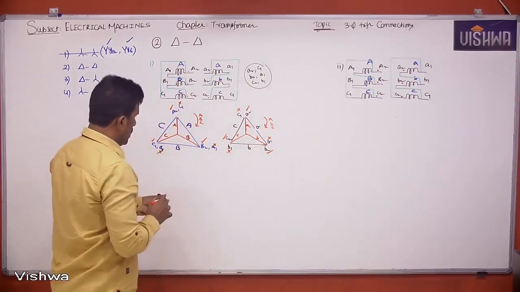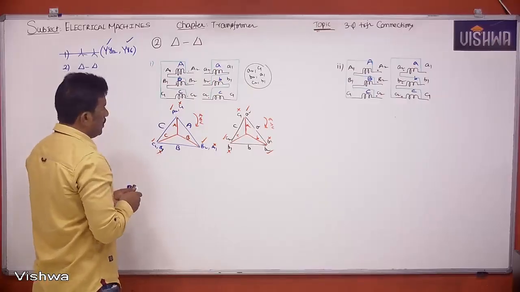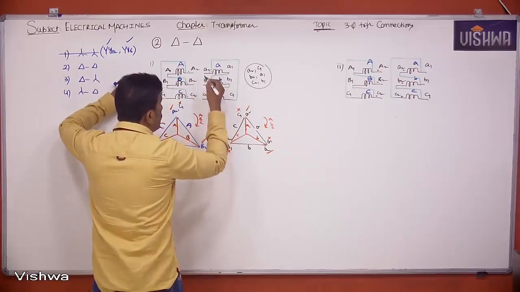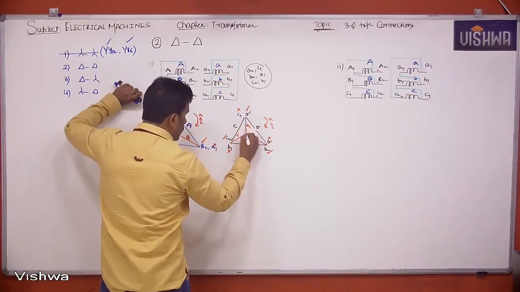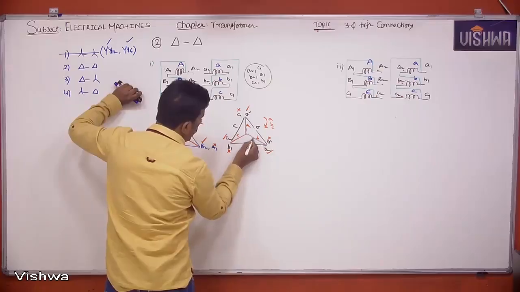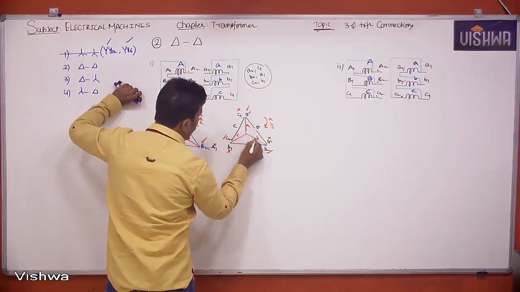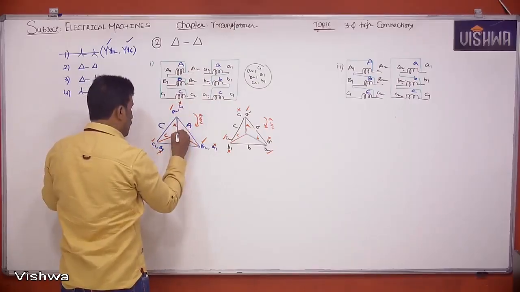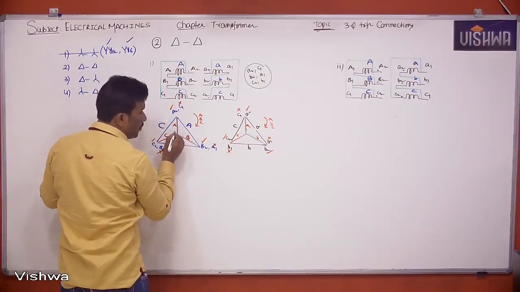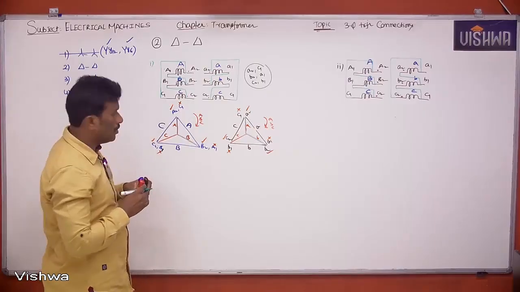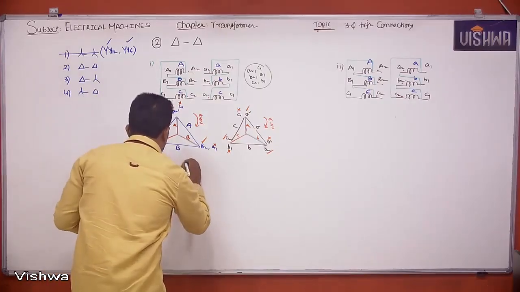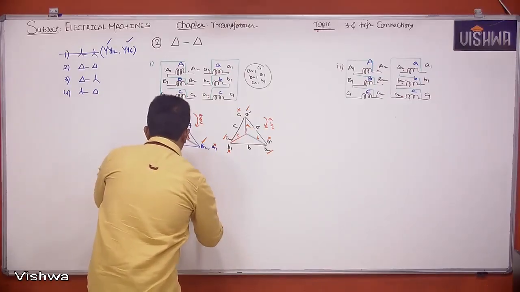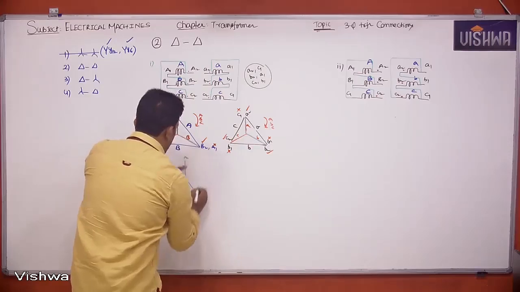Now after this one is drawn, you have to compare the secondary line voltage with the primary line voltage. Secondary line voltage is A to B2. This vector is nothing but the secondary line voltage. What about the primary line voltage? A to B2. Okay, now just compare. This is capital A, this is capital B, this is A2, this is B2.